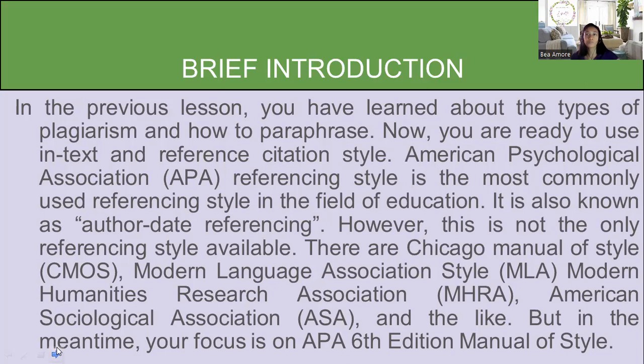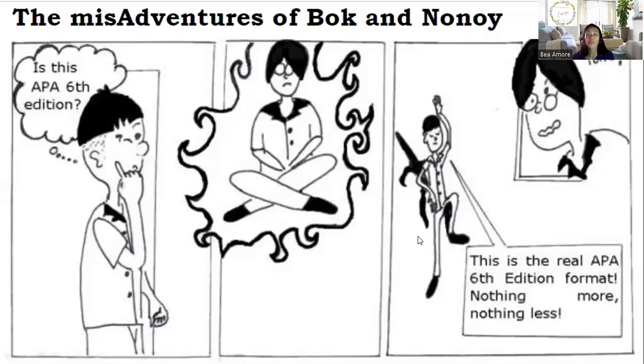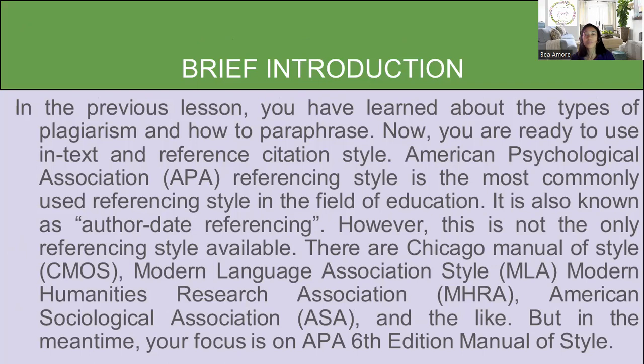However, this is not the only referencing style available. There are the Chicago Manual of Style or CMOS, the Modern Language Association Style or MLA, the Modern Humanities Research Association or MHRA, or the American Sociological Association or ASA, and the like. But in the meantime, your focus is on APA, the 6th edition manual style.